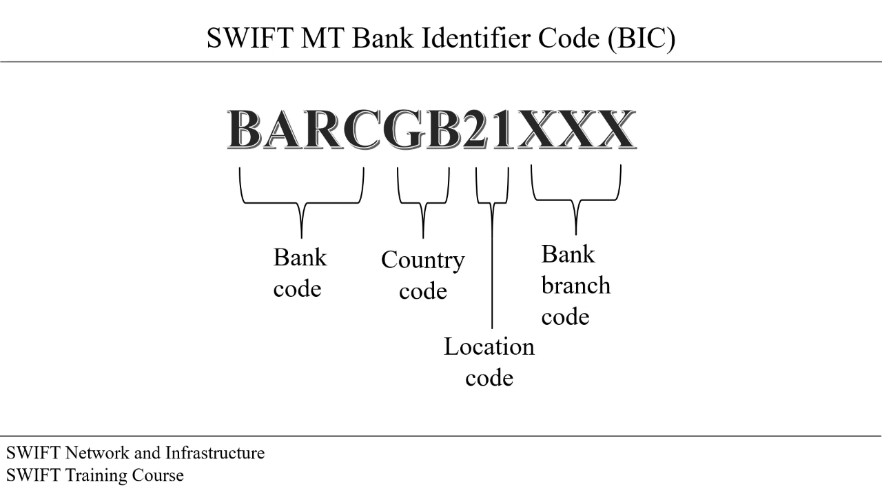Basically, any bank or financial institution that uses Swift would be assigned their own unique bank identifier code. Not just banks, corporates that use Swift will also have their own BIC. If for any reason they send a message that has the wrong BIC on it, such a message will be rejected by Swift.